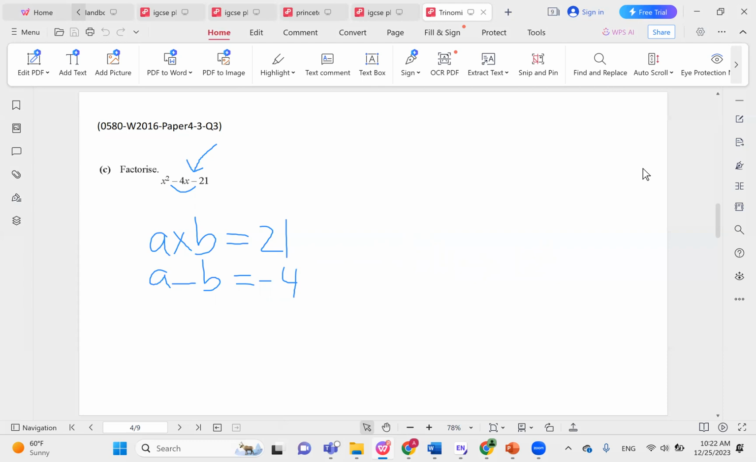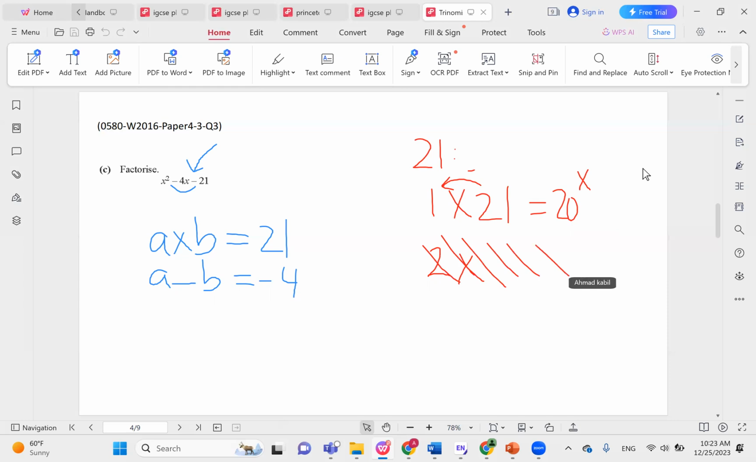So let's start trying to figure out the factors of 21. 1 multiplied by 21, and I'm looking here for the difference again. 21 minus 1 is just 20, and that's not what I'm looking for. Remember, 1 times 21 is 21, and 21 minus 1 is 20. So it fulfills the first requirement, but not the second. What about 2? Since 21 is odd, I know that 2 is not a factor, so I cannot use 2 in this example.